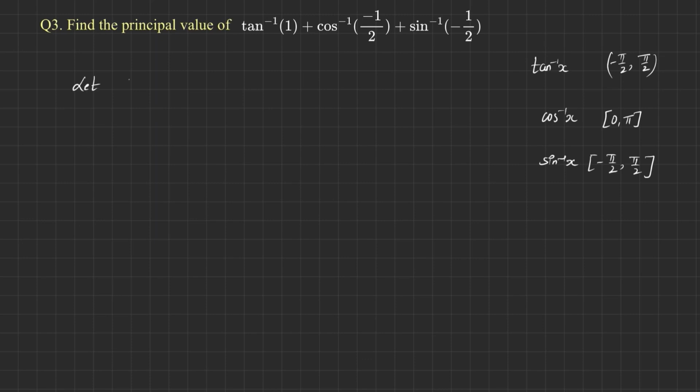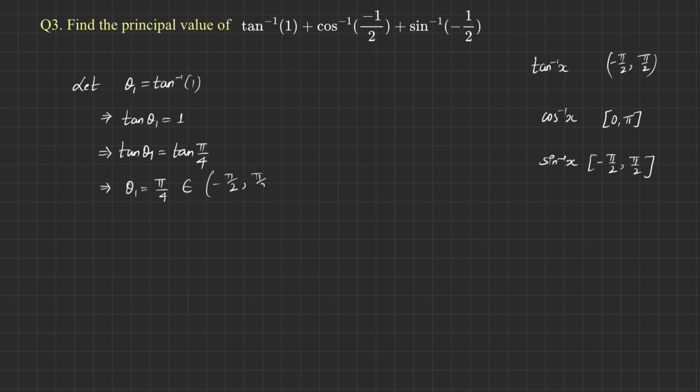So let us consider theta 1 equals tan inverse of 1. So this implies tan of theta 1 equals 1. This implies tan of theta 1 equals tan of pi by 4, because tan 45 is 1. That means theta 1 equals pi by 4, and pi by 4 belongs to its principal value, that is, the open interval minus pi by 2 to pi by 2. So we solve the first part.